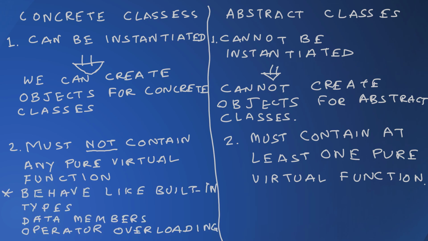Concrete classes can behave like built-in types. The data members are part of the definition and objects can be created and initialized like the built-in types. You can have local variables on the stack for objects, pass objects by value to functions, and copy objects using the assignment operator. And if concrete classes implement operator overloading functions, you can use operators like plus, minus, star, slash, like the built-in types. In fact, concrete classes do better than the built-in types.